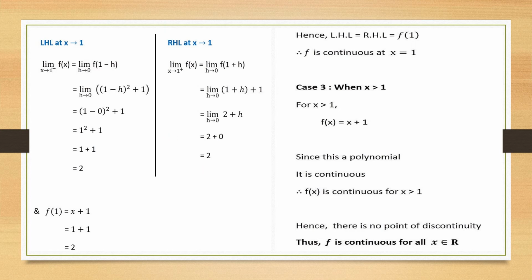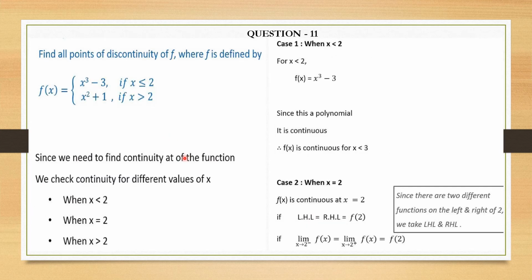So function is everywhere continuous. Number 11 is again find all points of discontinuity for this function, x cube minus 3 for x less than equal to 2, and x square plus 1 for x greater than 2. So I have to check the continuity for x less than 2, equal to 2, and greater than 2. For x less than 2, it's a cubic polynomial. Okay, so again continuous. For x equal to 2, I'll go by LHL, RHL, and f of 2 because it is defined.